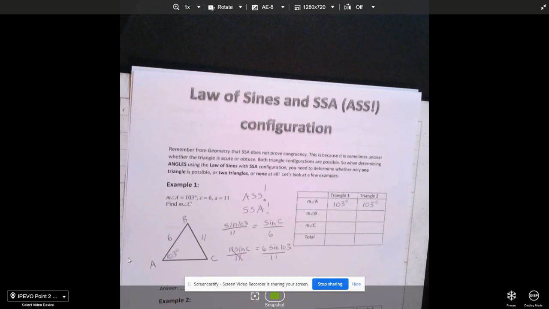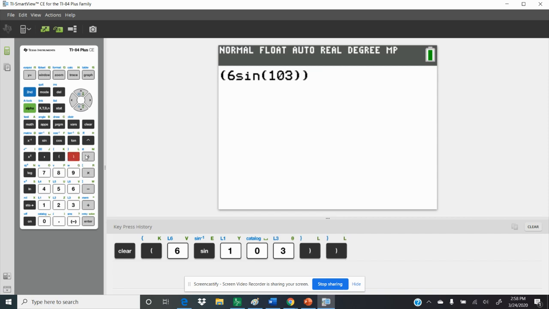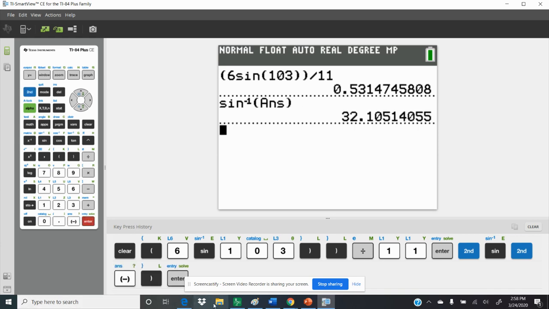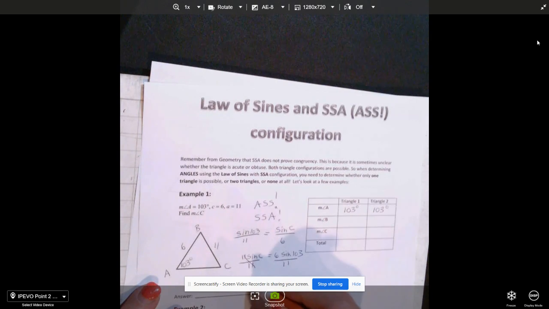So let me pull up the calculator here. And so I know that I'm going to have 6 times the sine of 103 divided by 11. So I know the sine of C equals 0.531, and so on. But I don't really want to know what the sine of C is. I want to know what C is. So I'm going to go second sine of the answer because I want an angle measure, and that'll give me 32 degrees. So now I know that angle C could be 32 degrees.